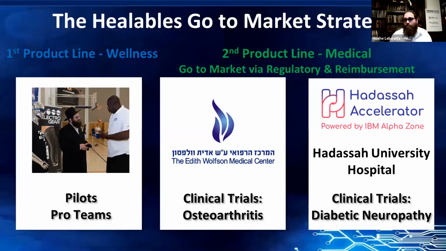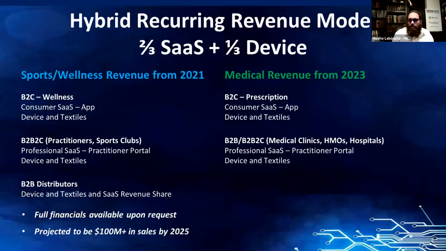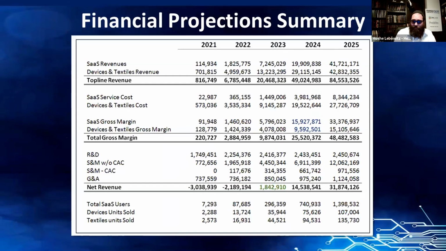Our second product line is a medical product, and that's going to follow the traditional pathway of regulatory and reimbursement. And we have clinical trials set up in osteoarthritis starting in March to support that, with a follow-up trial in diabetic neuropathy starting about a month later. Our hybrid recurring revenue model is two-thirds SaaS and one-third device, and if you look at our net revenue, we plan to be cash flow positive already in 2023.